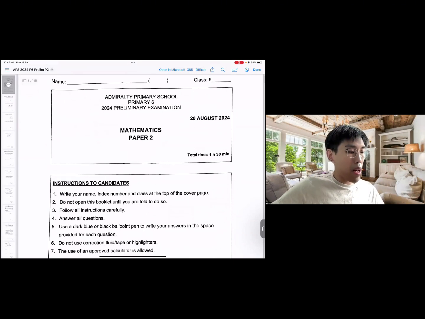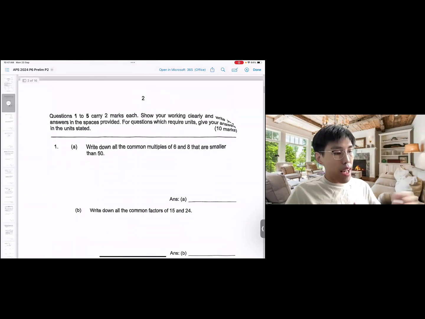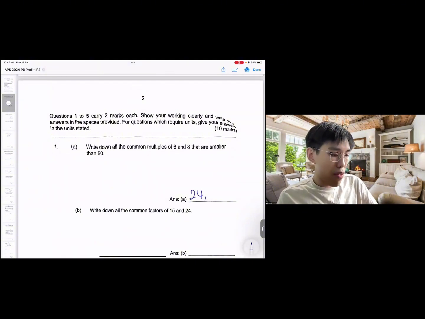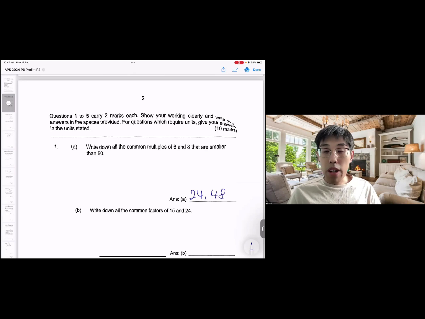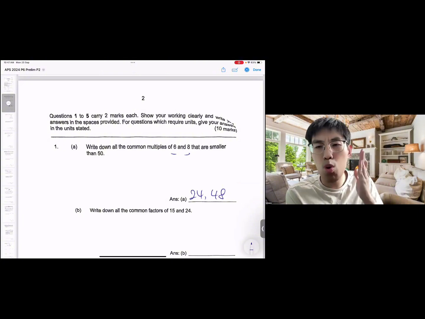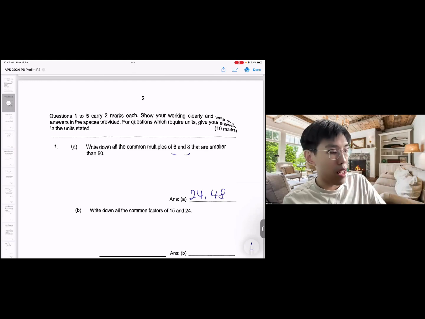Okay, let's get started. Paper 2. Write down all the common multiples of 6 and 8 that are smaller than 50. Obviously, 24, 48. How do we find the lowest common multiple? Straightforward, because it's 6 and 8, we don't need to do listing. Please, at this point of time, don't do listing. Listing is a very P4, P5 thing. When you are doing listing, you are too slow. The straightforward common multiple is 6 times 8.